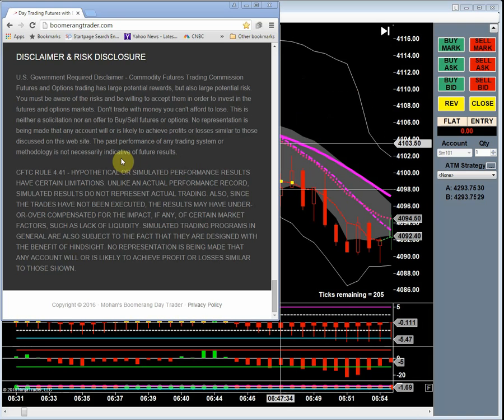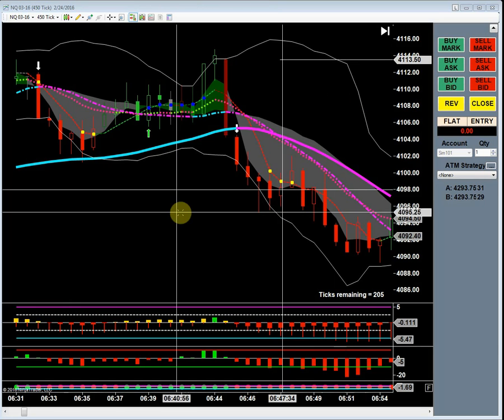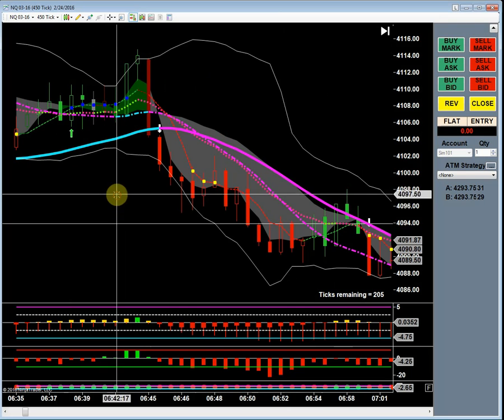Before we get started, it's important to understand the risk disclosure and statement here. Don't trade with money you can't afford to lose, and realize that trading is very high risk and only risk capital should be employed.